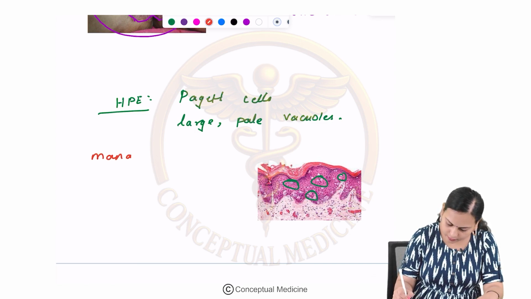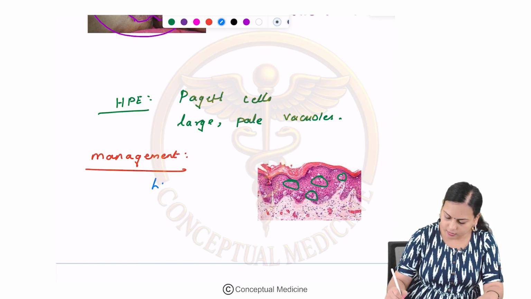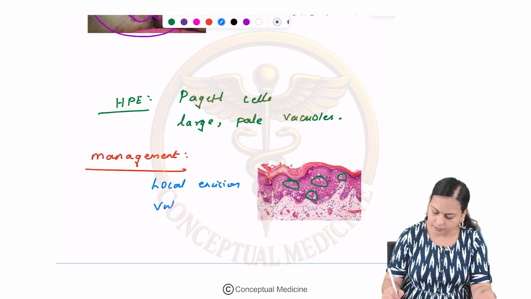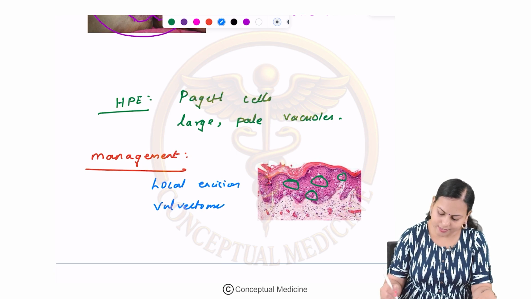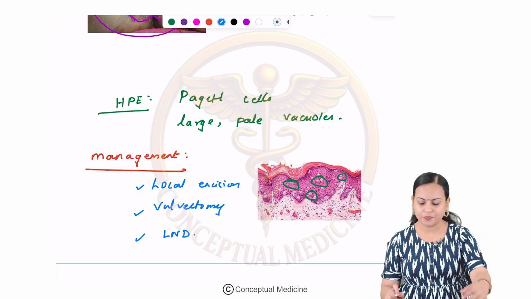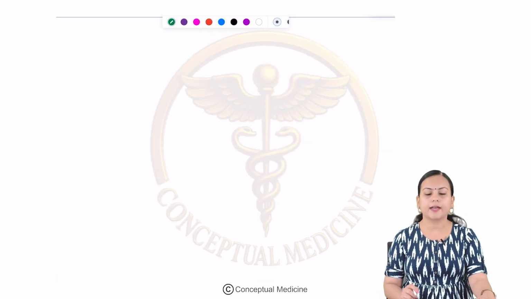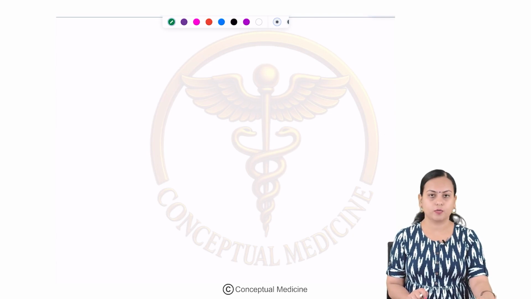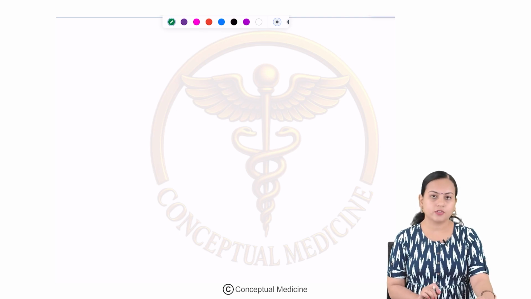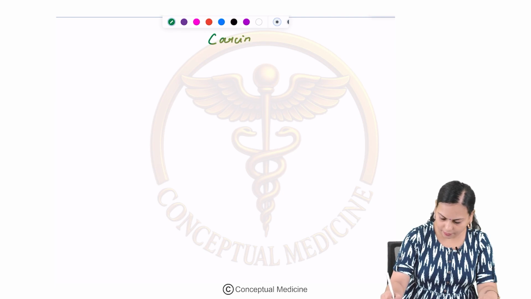Management will go for a local excision or vulvectomy, and this condition may also need lymph node dissection. Clear? Now, let's go into the actual discussion of vulval carcinoma. So far we have discussed the anatomy and the pre-invasive lesions of vulva, right? Now let's discuss carcinoma vulva.